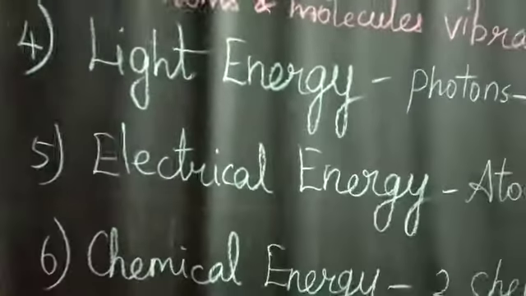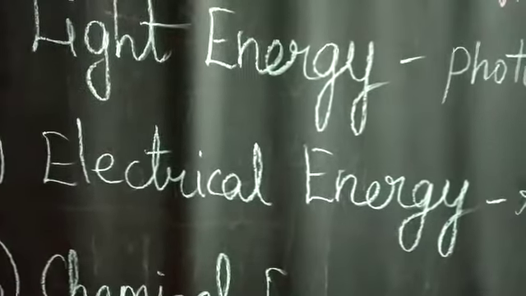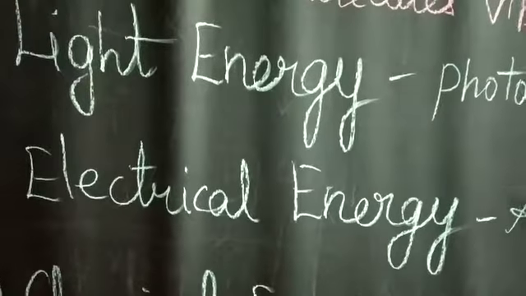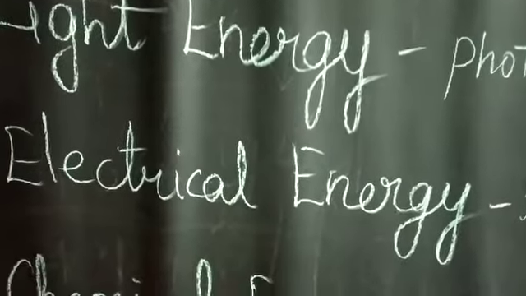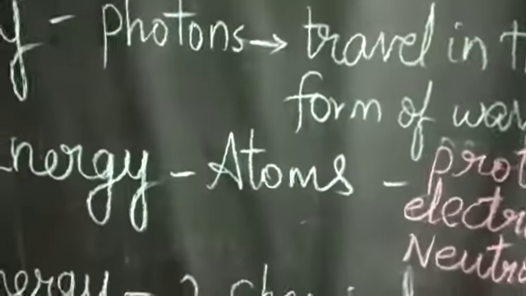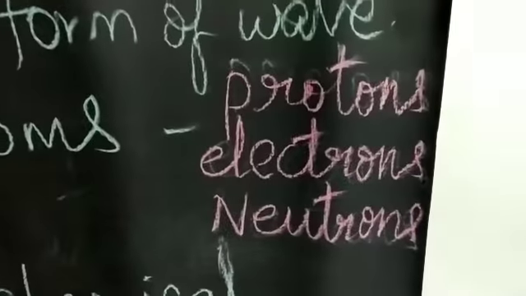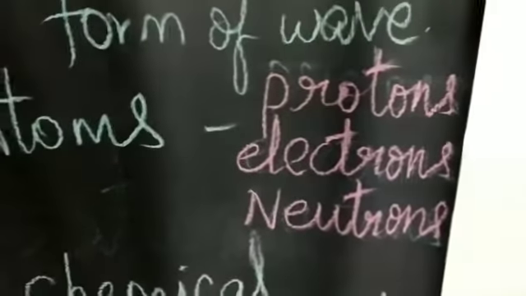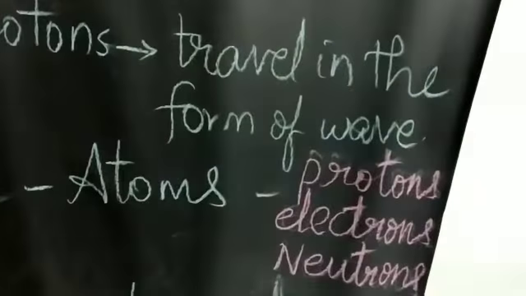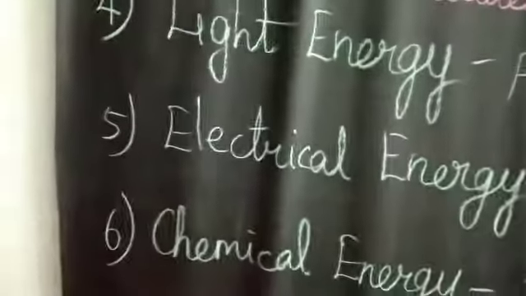Next one is electrical energy. We know that we use many objects in our house, like all kinds of electrical appliances, starting from fans, lights, everything we use electrical energy. This energy is possessed by atoms, which have protons, electrons and neutrons, and when the electrons start moving, this energy is formed. So electrical energy we use in various places.